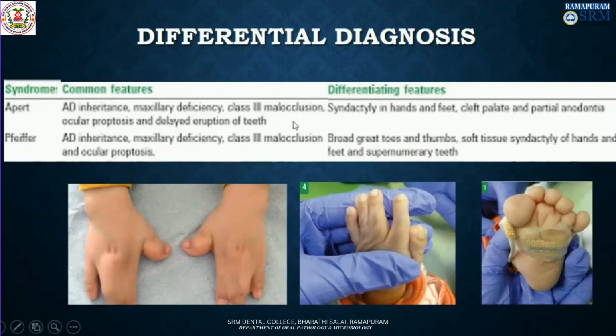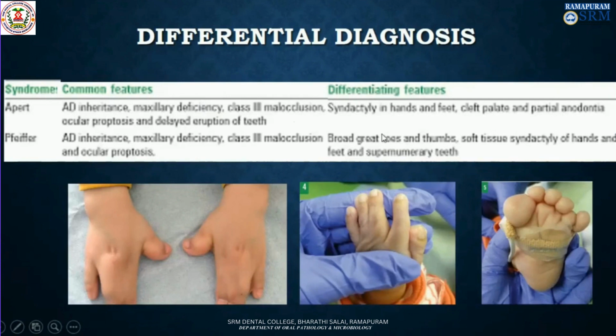That is, in Apert syndrome, the patients will have syndactyly of the hands and feet. That is, you can see here, the fingers appear to be webbed. And the patients with Apert syndrome may also have cleft palate and partial anodontia, or the absence of teeth. Anodontia means absence of teeth.